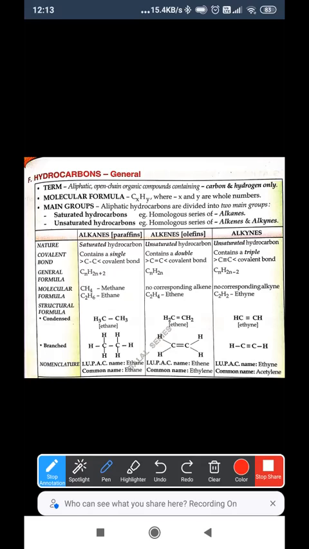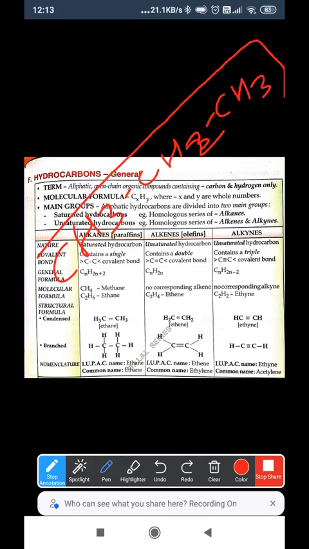Now what is an alkane? The same definition will come over here. Alkanes are saturated. Let me explain. Let me write the structure of an alkane: CH3, CH2 and CH3. If I write this, how can I define it?